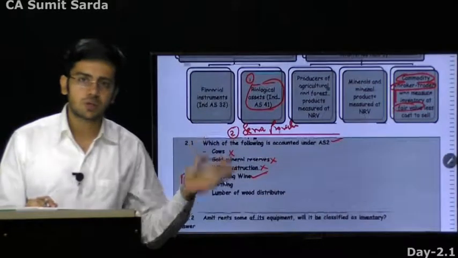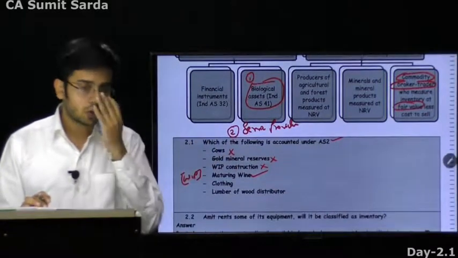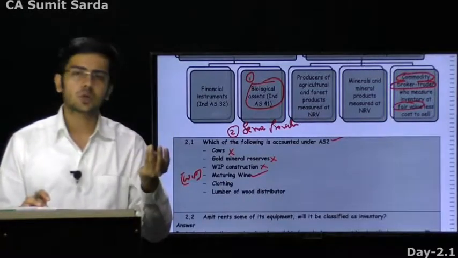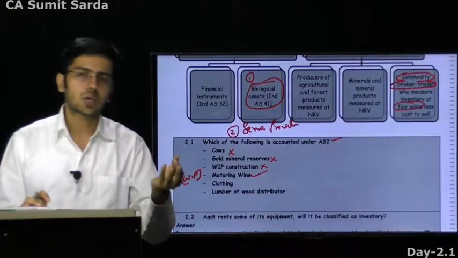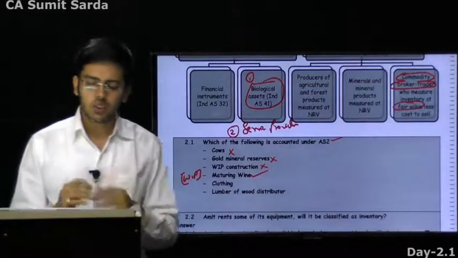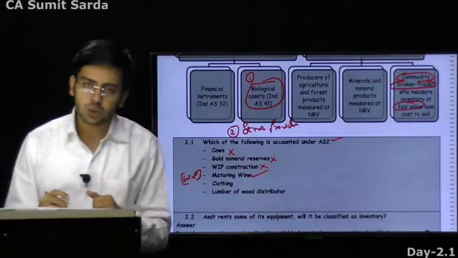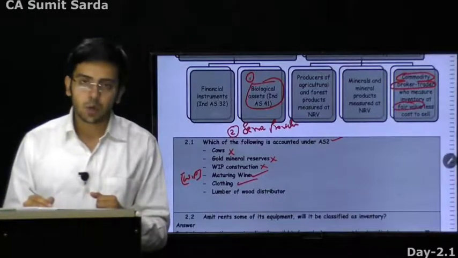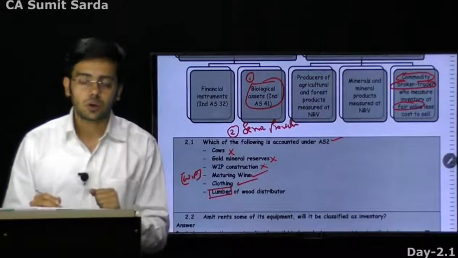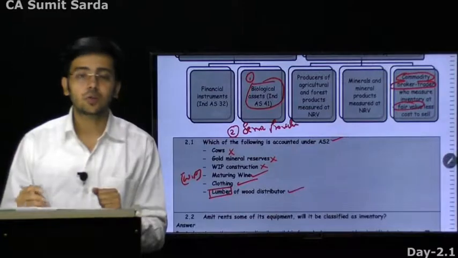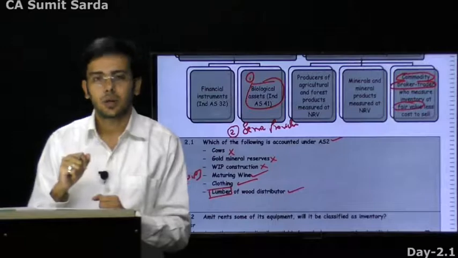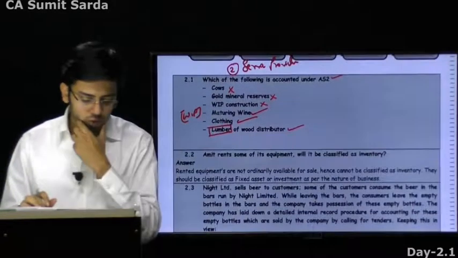The only things that are excluded, we have seen: construction contracts, service providers, financial instruments, livestock, forest products, agricultural products, and mine minerals are excluded. Nothing else is going to be in the exclusion list. Clothing is included. Lumber of a wood distributor, the cut-down pieces of wood, is included. I told you that in the forest, as long as the trees are standing, AS 2 is not applicable. Once you cut them down, AS 2 will be applicable. Okay, so we'll move ahead.